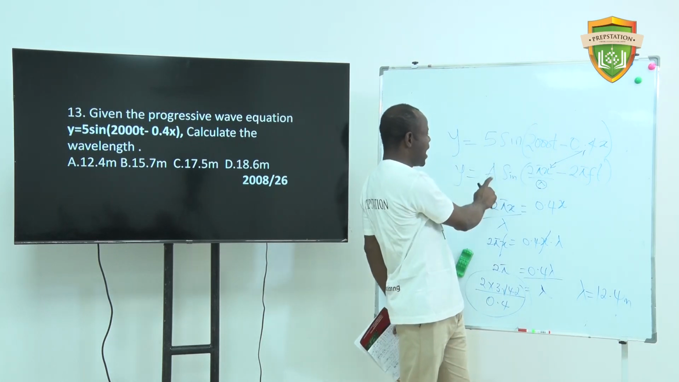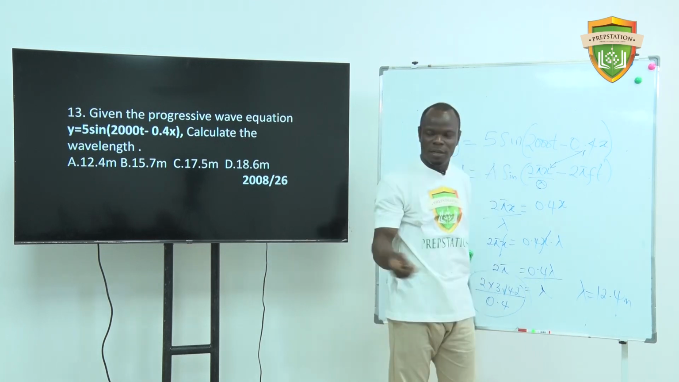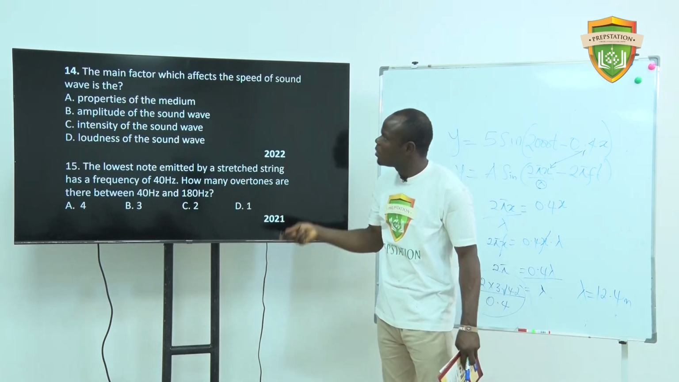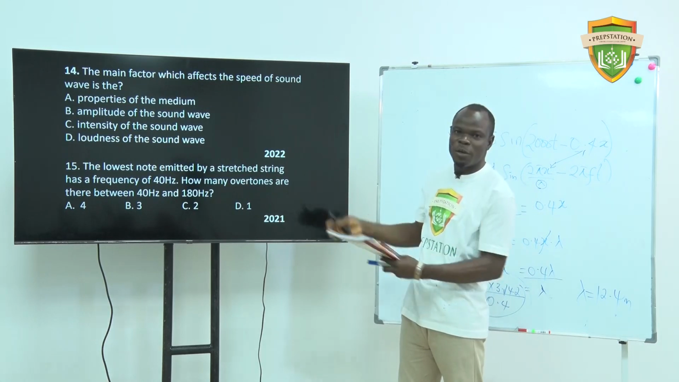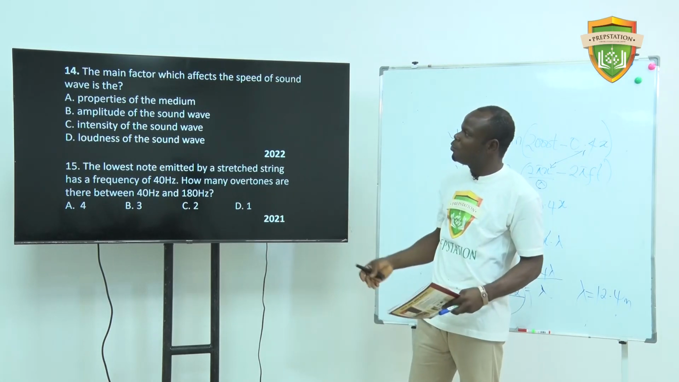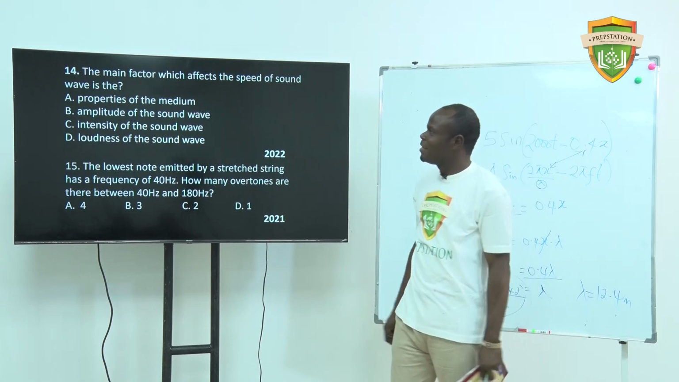From here now, my amplitude simply is what? 5 meters. So I move to the next question, and that's question 14. We have 15 questions for this segment, so we have 2 more now to go. So we take 14. Let's see what we have.